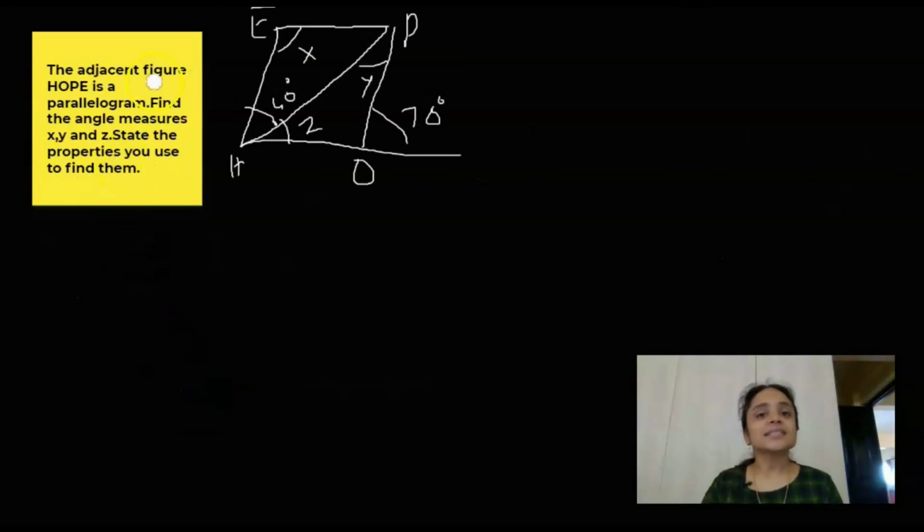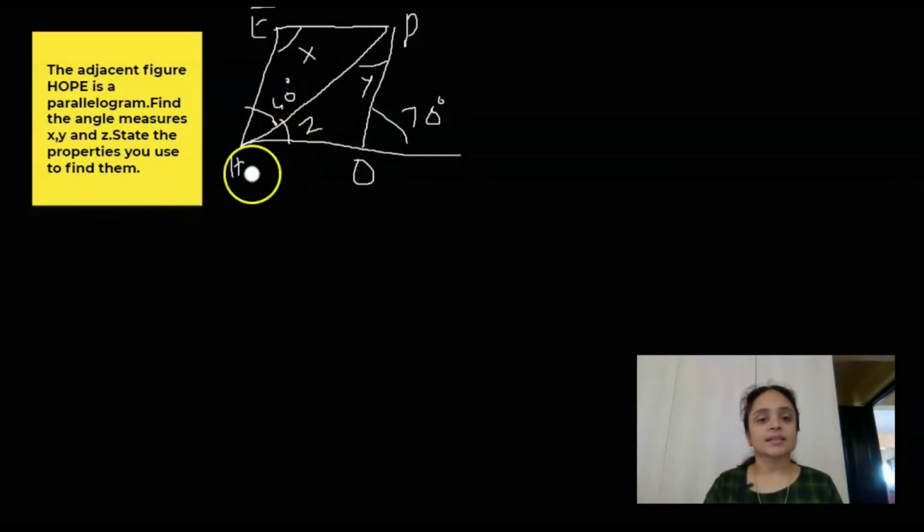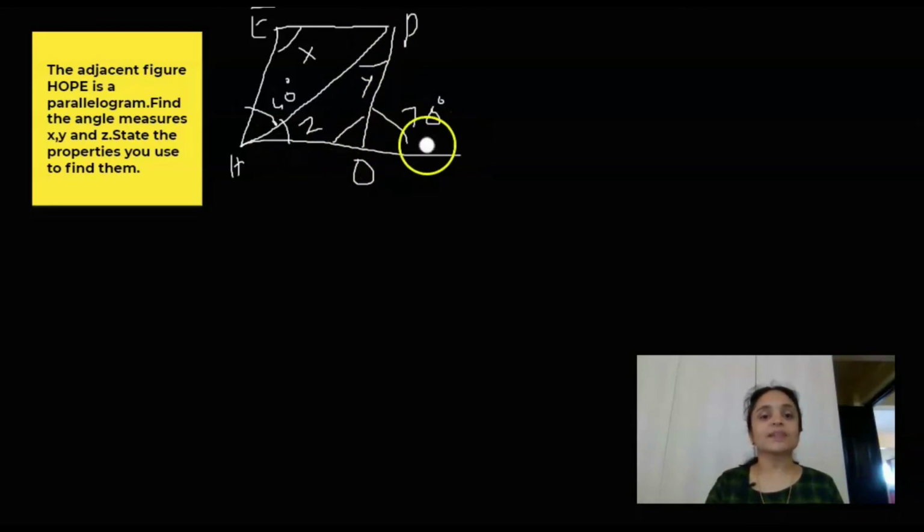Next question is, the adjacent figure HOPE is a parallelogram. Find the angle measures x, y and z. State the properties you use to find them. Here given this angle 70 degree and this is a straight line, right? So these two angles will be linear pair. So what will be this angle? This angle will be 180 minus 70, which is equal to 110.